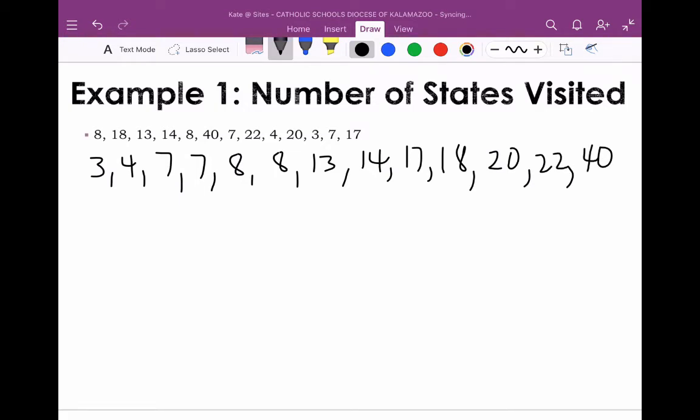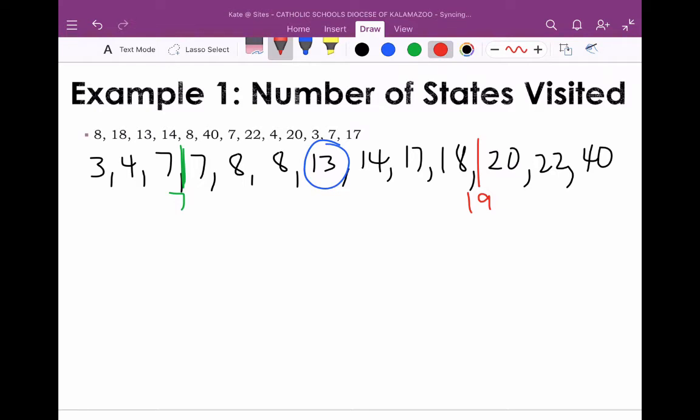When we're making our box plot, we really need our 5-number summary, so we have to find our median and our quartiles. Since we have 13 data values here, we have a true middle value, and that is 13. Now we have a lower half and an upper half. So our lower half will give us our Q1. So I split our lower half in half, and that's going to be right in between 7 and 7, which is 7. Then to find our Q3, we use the upper half, and that's going to be right in between 18 and 20, which is going to end up giving us 19.